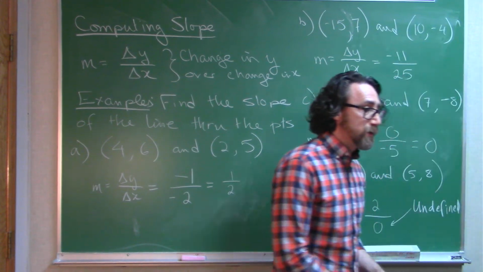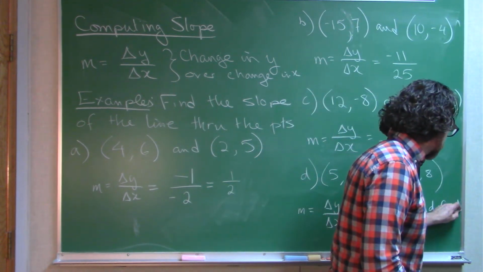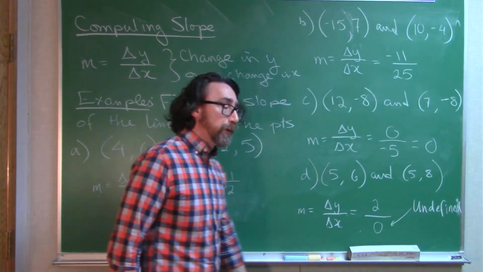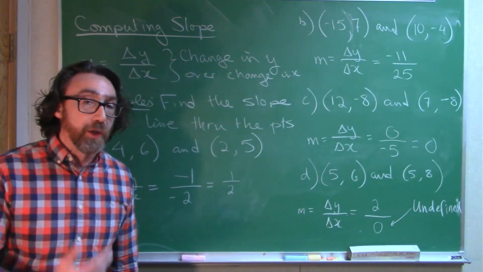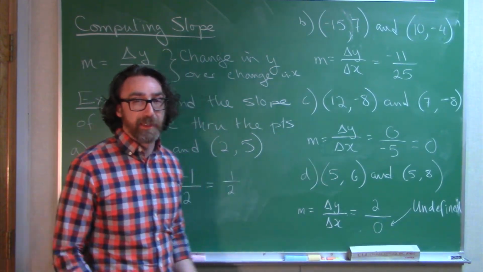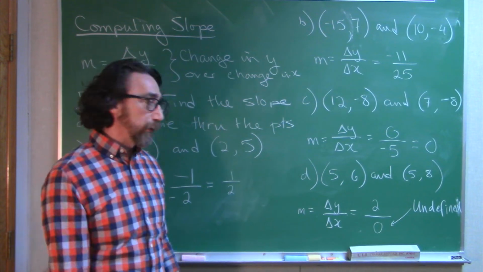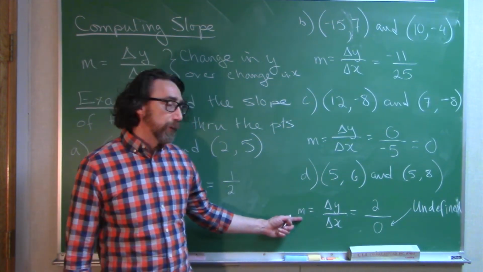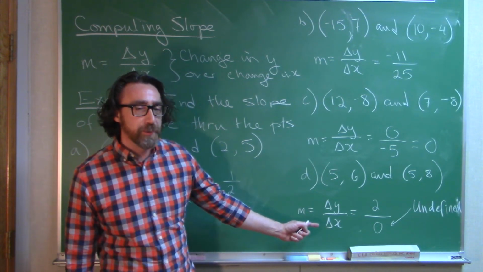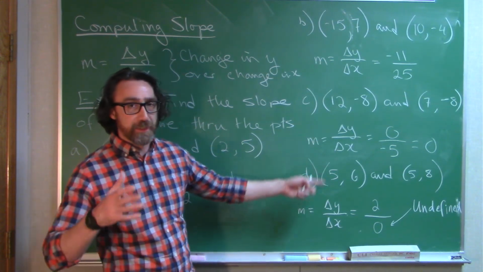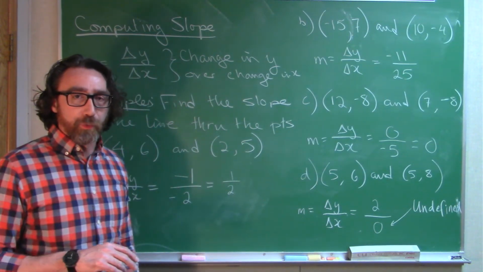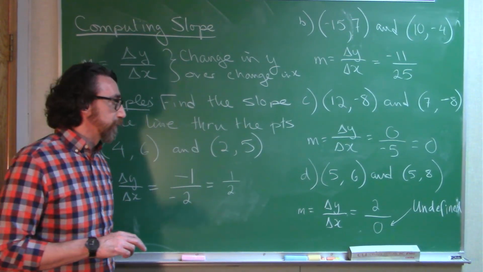And as we discussed in a couple different videos so far in this course, division by 0 is undefined. The slope of this line is undefined. This is actually a vertical line. Lines with slope 0 are horizontal. Lines with undefined slope are vertical. Those are the two special cases that don't quite fit the mold of the ordinary situation.